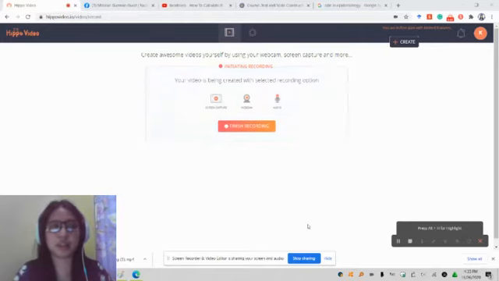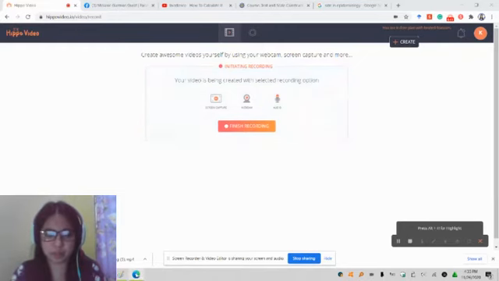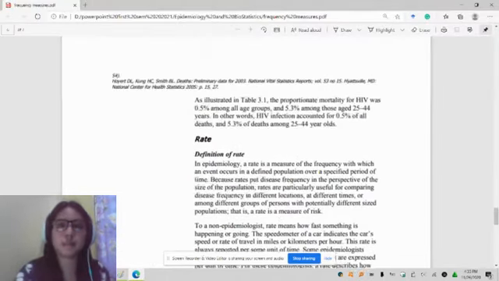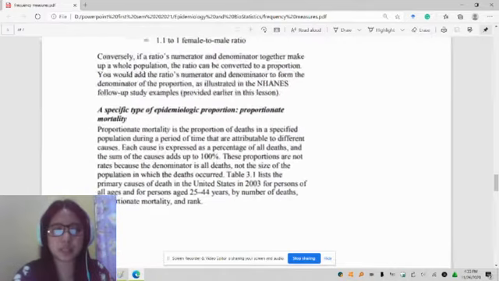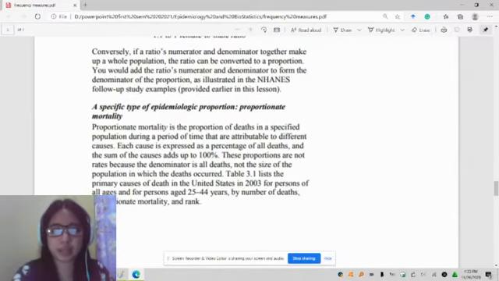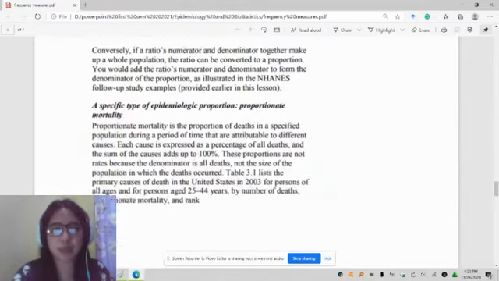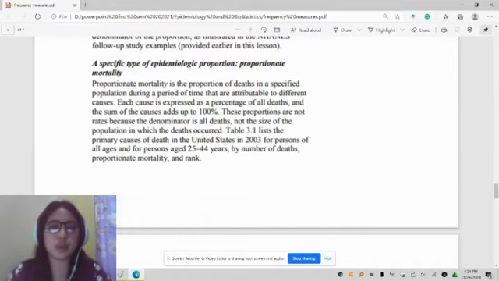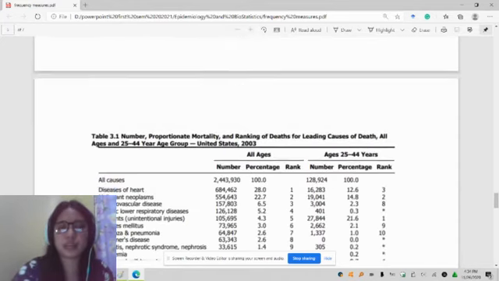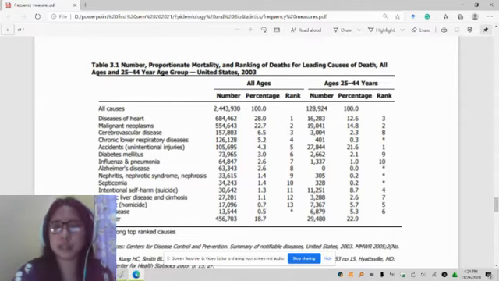So today we are still going to continue our discussion with frequency measures. So let us go back to our material. As I mentioned, we end up with proportion, based on the given example here. One particular proportion that is used in epidemiology is what we call a proportionate mortality. And we have here an example of a proportionate mortality, which also includes the number and the ranks.